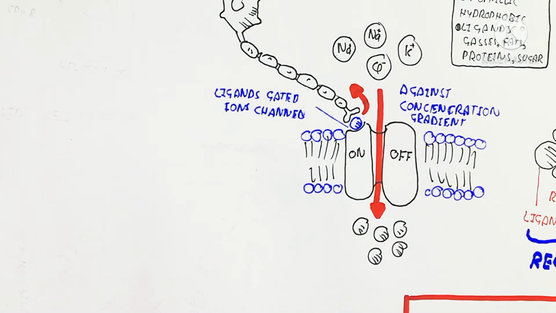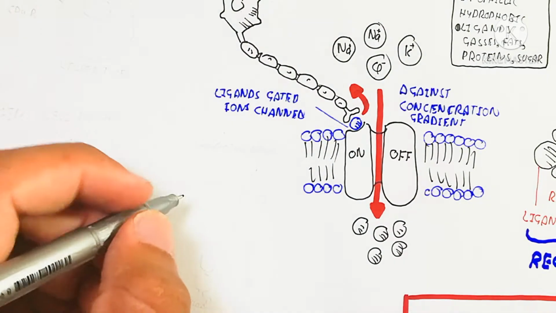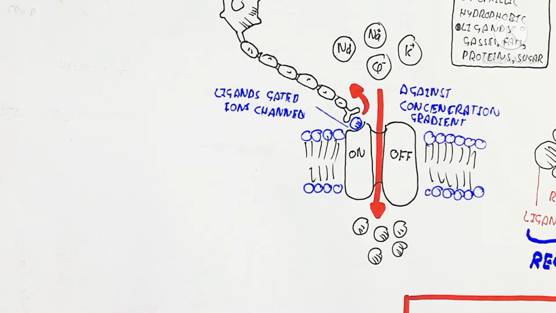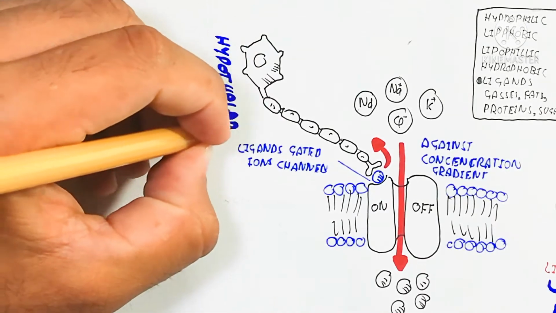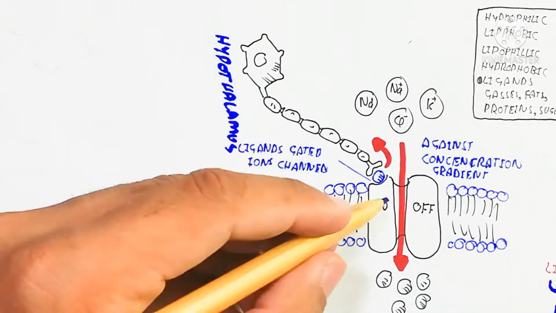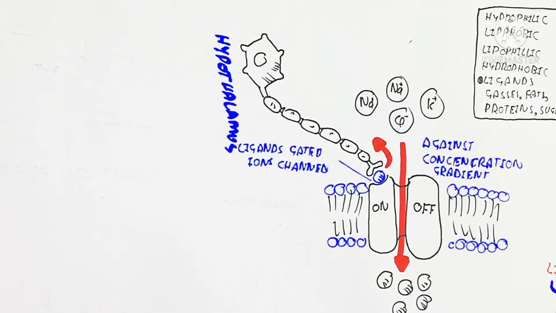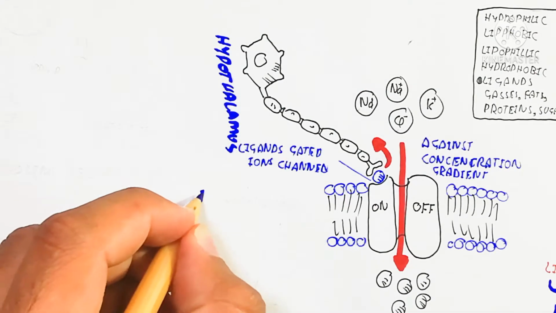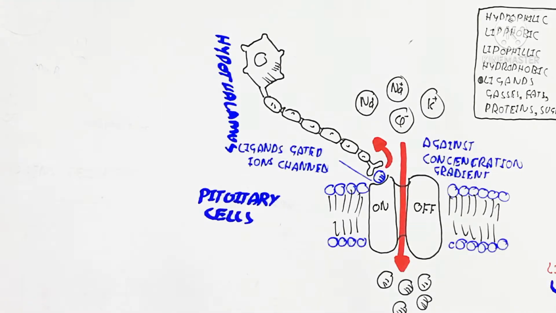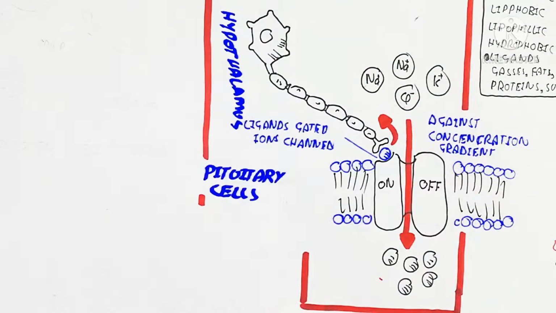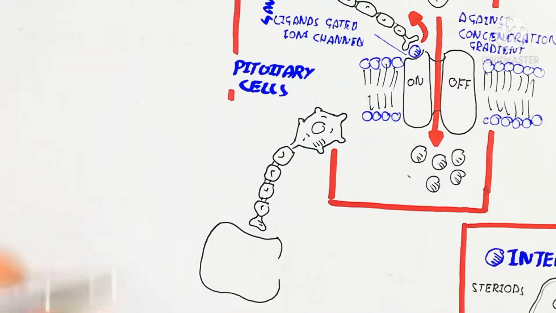That is against the concentration gradient, produced using ATP for the incoming or outgoing movement of sodium, potassium, and chloride ions. For example, here is the hypothalamus, where neurosecretory cells contain neurons that secrete the neurotransmitter acetylcholine, and here is the acetylcholine receptor, which activates the pituitary cell to produce or release the hormone. So that is the ligand-gated ion channel.